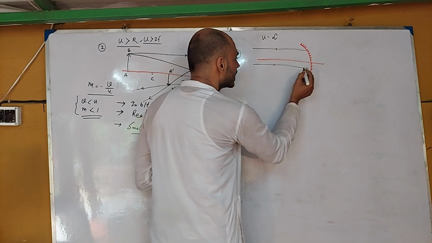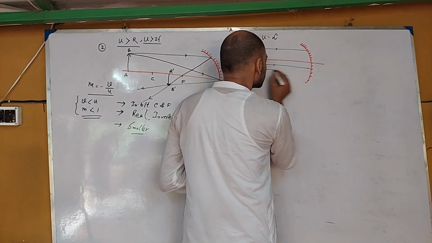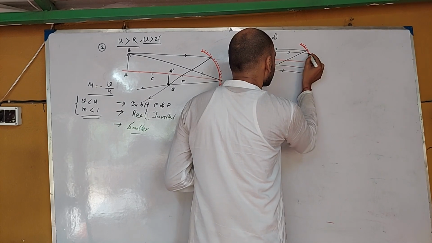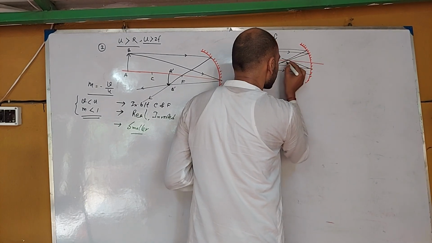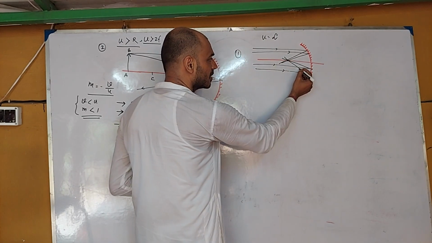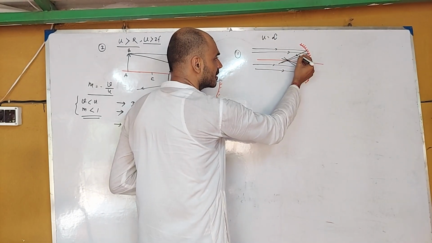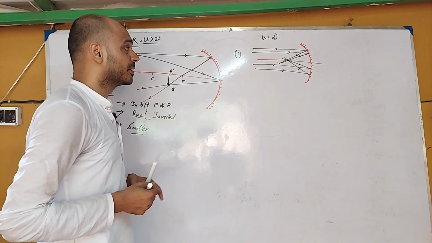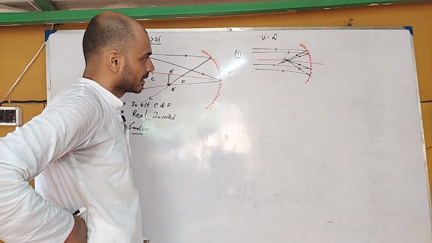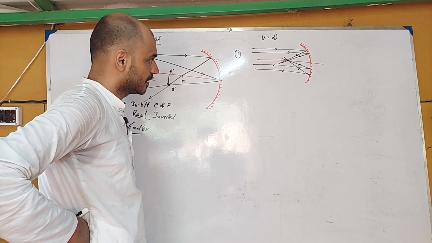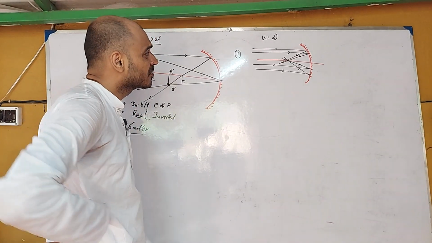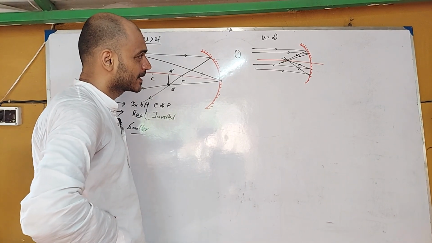If U is equal to infinity, then the rays which are incident on the mirror are paraxial rays. That's why all the rays meet at the focus point. So this kind of image is real, and it can be virtual for a convex mirror.